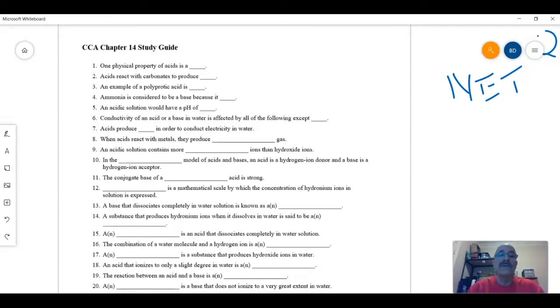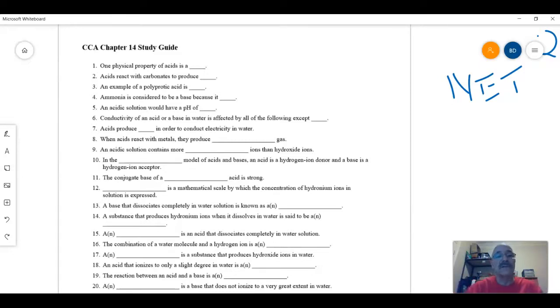Number 4, ammonia is considered to be a base because it, what? Now look at your chart of acid and base characteristics, and you're going to see that ammonia is considered to be a base because it is a proton receiver. Here's my chart, guys, okay? You should be studying this all week and memorize it. You need to know these things. And right over here, proton donor, proton receiver. So ammonia is a proton receiver even though it doesn't have hydronium or hydrogen.